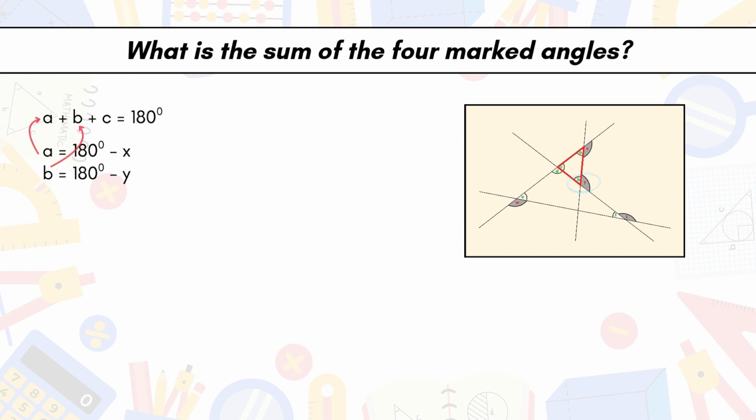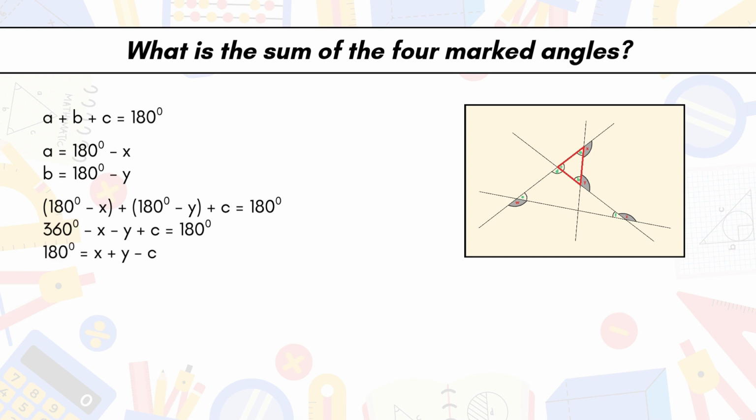We can now plug in those new facts about A and B into the first equation. That will give us 180 minus X plus 180 minus Y plus C equals 180. Let's simplify. After doing the necessary math, we conclude that X plus Y minus C equals 180 degrees. Let's table this equation for later use.